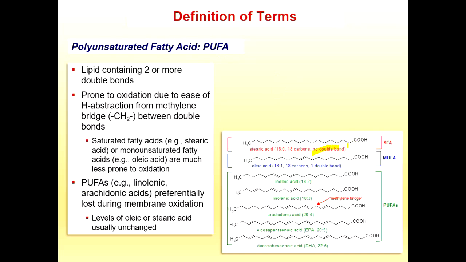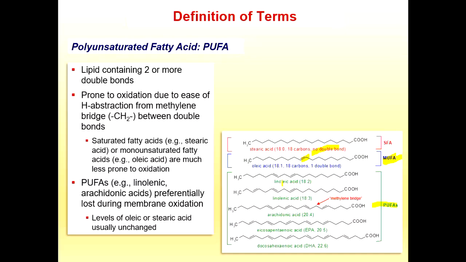So that's an example of what we call a saturated fatty acid. And then if we introduced a single double bond, then we have oleic acid, the same number of carbon atoms, one double bond. Instead of a saturated fatty acid, we call this a monounsaturated. And then if we introduce more double bonds, we enter the realm of polyunsaturated fatty acids.